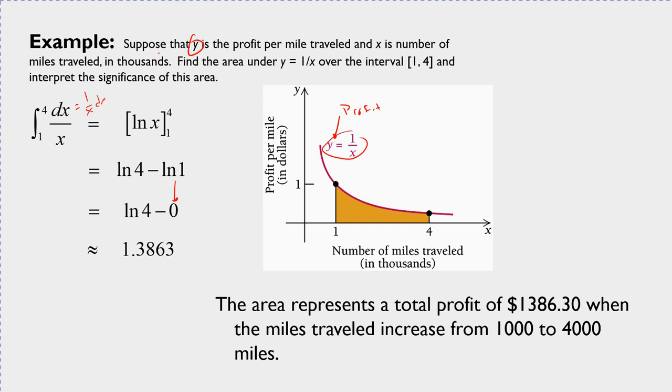And so x is in thousands of miles, so you would take this result and multiply it by 1,000. And this area under the curve represents a total profit when miles traveled increases from 1,000 to 4,000 miles. So this area under the profit curve tells us what the total profit is when you go from 1,000 to 4,000, or when x is equal to 1 to 4.